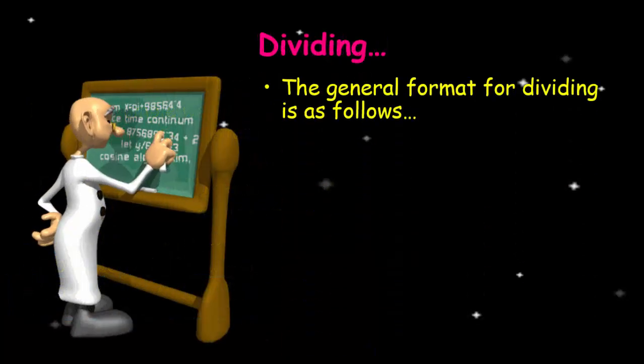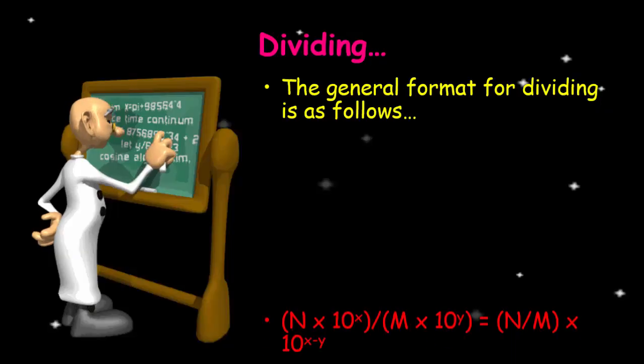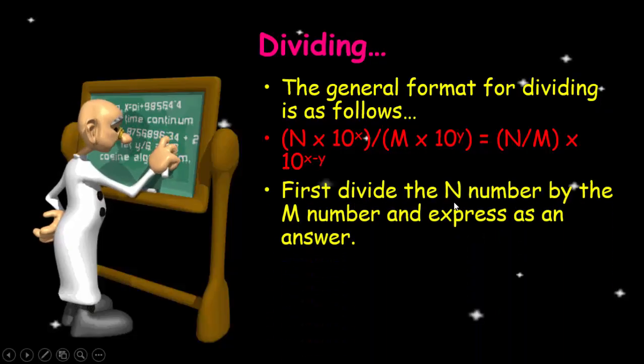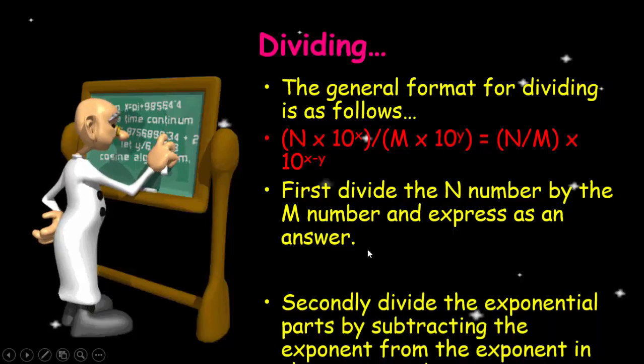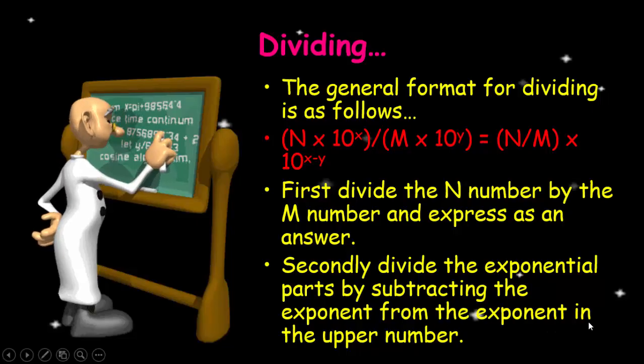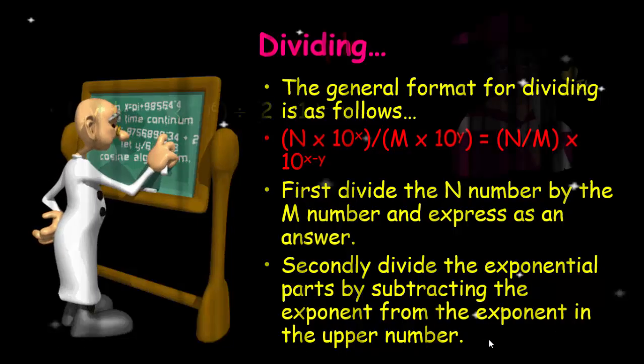Dividing. The general format for dividing is as follows: n times 10 to the x power divided by m times 10 to the y power. So we have n divided by m times 10 to the x minus y. First, we divide the n number by the m number and express as an answer. And secondly, we divide the exponential parts by subtracting the exponent in the lower number from the exponent in the upper number.